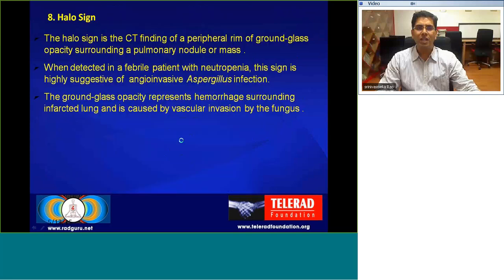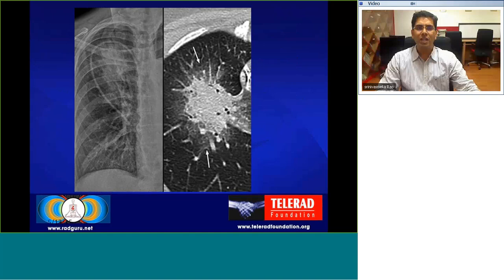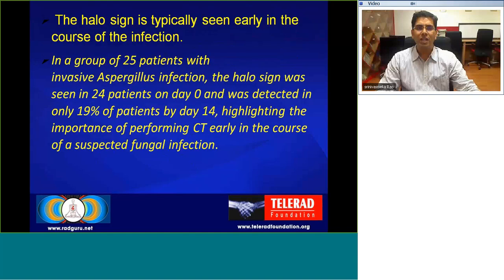Whenever you see this halo sign, you're most probably dealing with some sort of invasive Aspergillus infection, and the ground glass opacity is because of the hemorrhage surrounding the infarcted or infected lung caused by vascular invasion of this fungus, right? So the halo sign is typically seen, mind you, in the early course of the infection.